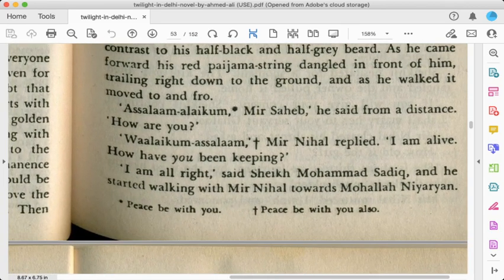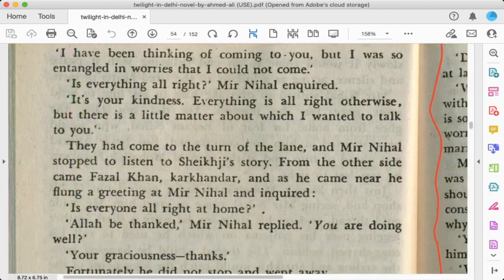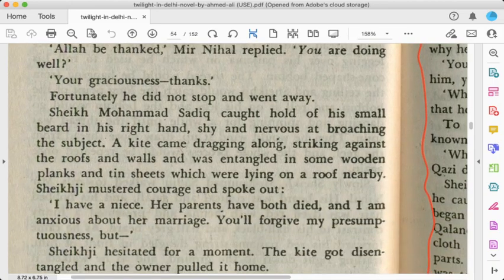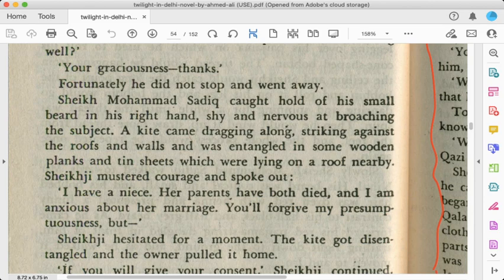Some more characters, for example Sheikh Muhammad Sadiq, are mentioned here. Some of the friends of Mir Nihal are talked about. We shall be reverting once again to the issues of marriages, as the first part was replete with the issues of marriages.